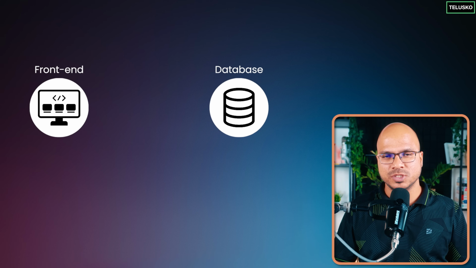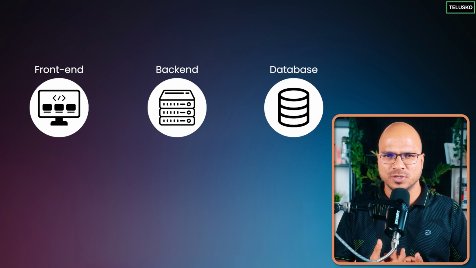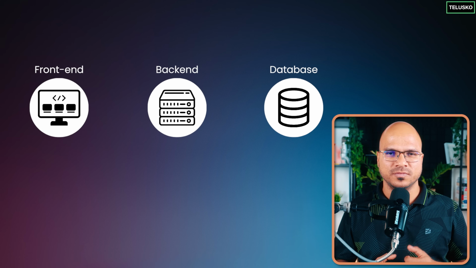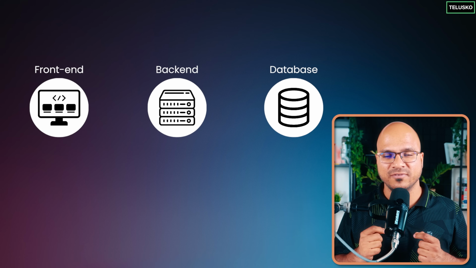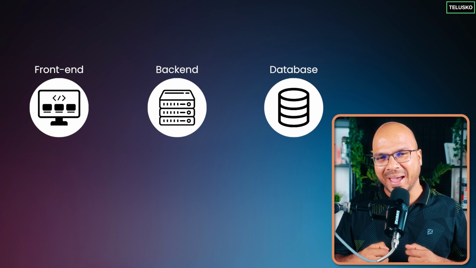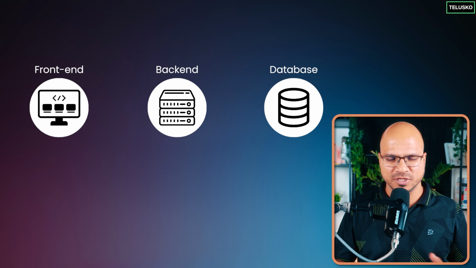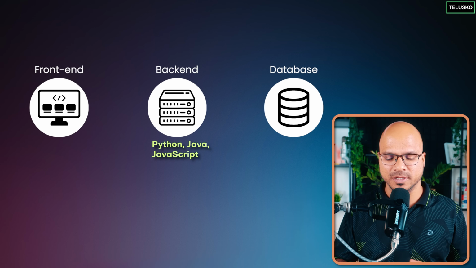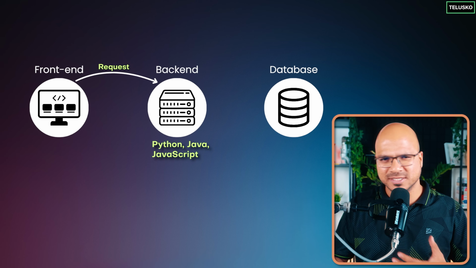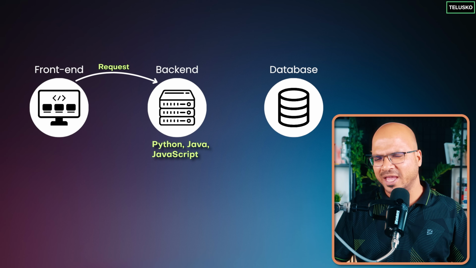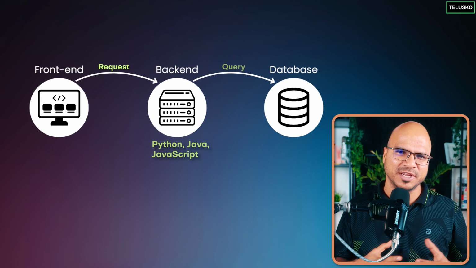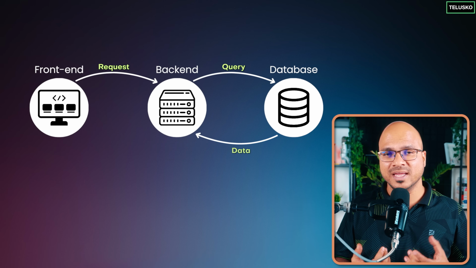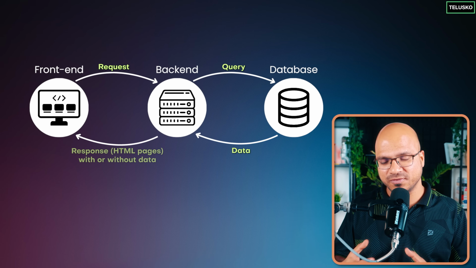In this case, what you do is add one component in between, which is your backend. So we got a frontend, we got a database, and now we have the backend in between. Now the backend can be written in any language. It can be Python, Java, JavaScript, doesn't matter, right? So that's a backend which we built. The request goes from the frontend to the backend, then the backend does the processing and applies logic to it, fetches data from the database when required, and then sends the response to the client or the frontend.